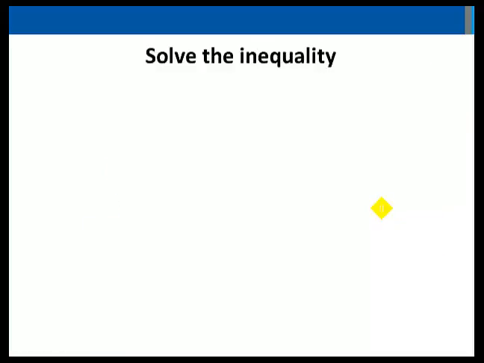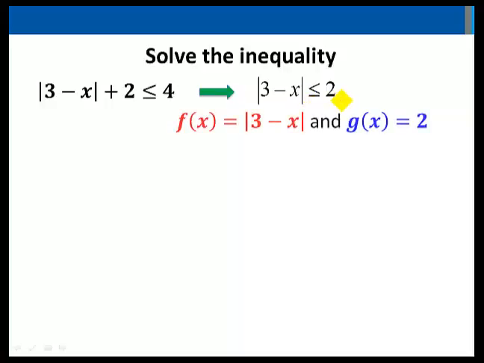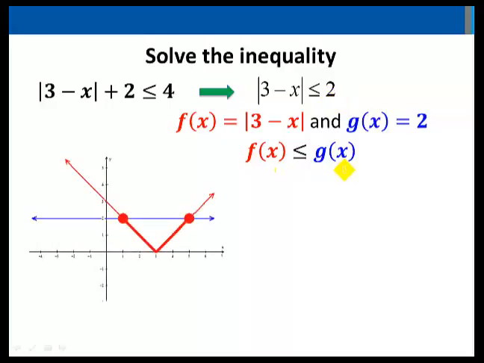Solve the inequality: absolute value of 3 minus x, plus 2, is less than or equal to 4. Let's start by isolating the absolute value, which will give me absolute value of 3 minus x is less than or equal to 2. I will rename absolute value of 3 minus x as f of x and let g of x equal 2. We're now looking for where f of x is less than or equal to g of x. And I will graph both of these. F of x I will graph in red, and g of x I will graph in blue.